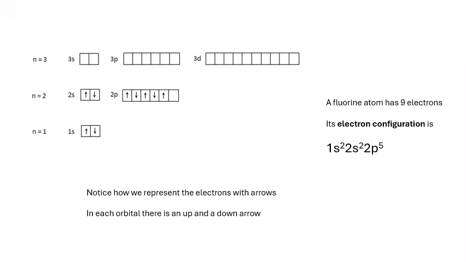Yeah, simples. Notice how we represent the electrons with arrows. And in each orbital, one of the arrows goes up and one of the arrows goes down. Remember I said it's kind of to do with spin. So one electron spinning one way, the other electron spinning the other way within the same orbital. They're spinning in opposite directions. Nice and balanced.